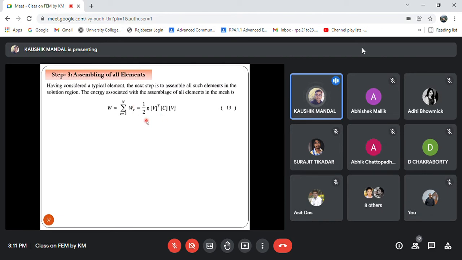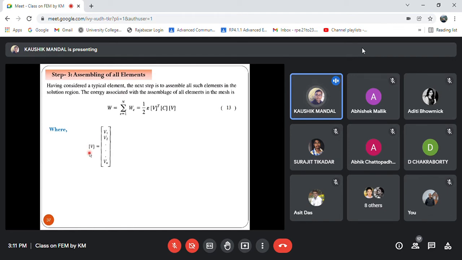Now if you compare the previous equation of WE, it was half of epsilon, VE transpose, then the VE matrix, and in the place of C, there was the element coefficient matrix, that was C of E. So now when we are going to find out the total energy of the entire solution boundary, we are simply summing the energy of a particular element over 1 to n.